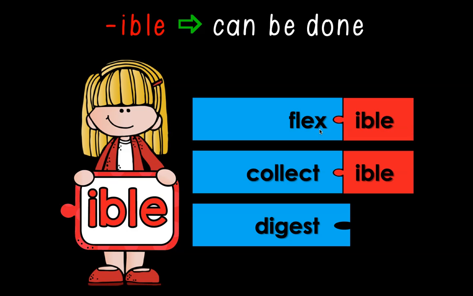Digest means to break down your food, right? Well, if something is digestible, that means it can be digested. Some things cannot be digested, and you should not eat those things, such as rings or marbles. Never eat those. Those are not digestible.